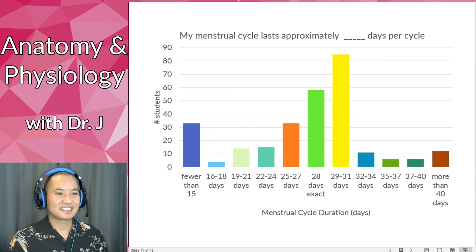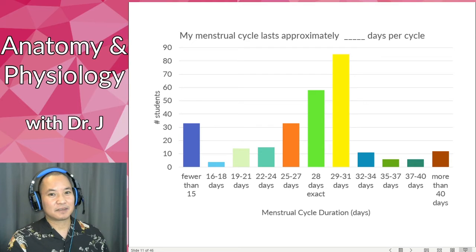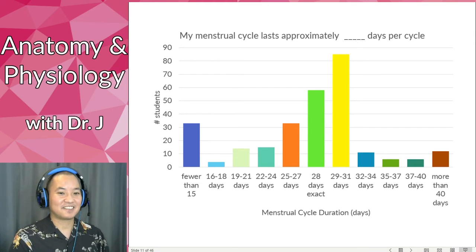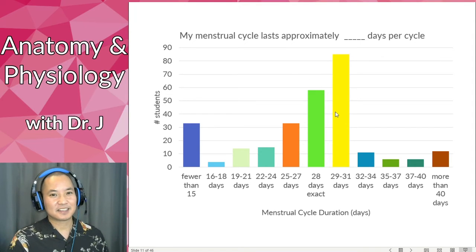Why? Because it's easily divisible by 4, and roughly the menstrual cycle can be broken down into 4 weeks. So again, how many weeks in a typical month? 4-ish weeks, right? So 7 times 4 is 28. That's mostly why you see 28 days in typical basic physiology books.